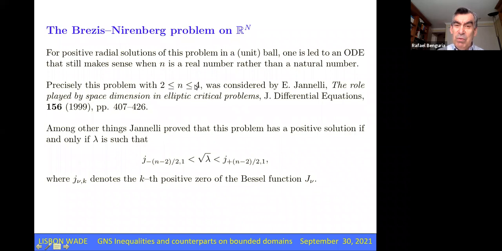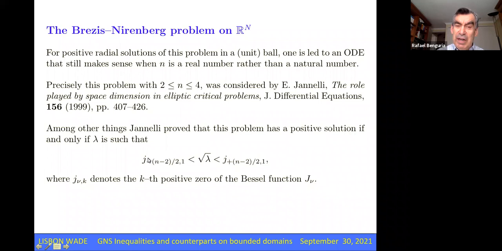And when n runs from 2 to 4, this was considered by Gianelli in 1999. And he proved that there is a positive solution to the ODE when the square root of lambda is between these two zeros of Bessel functions. J nu k is the kth positive zero of the Bessel function. So there are two spectral parameters. This one here is just lambda one, the first Dirichlet eigenvalue. And this is the equivalent of the mu of the Brezis-Nirenberg problem. So Gianelli proved that when lambda runs between these two values, then there is a positive solution.